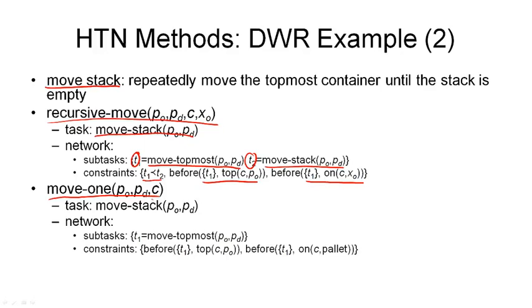What we've got to do to solve this problem is simply introduce a method that moves the last container in the network, and that means we only have one subtask, moving the topmost container, which is the last here, and we add constraints to this subtask that ensure that this is actually the last container. So it needs to be on top of the pile, but more importantly, the container that we are trying to move here must be on the pallet, and if it's on the pallet, it's the last container in the stack. So you can see it's not all that different from an STN method.